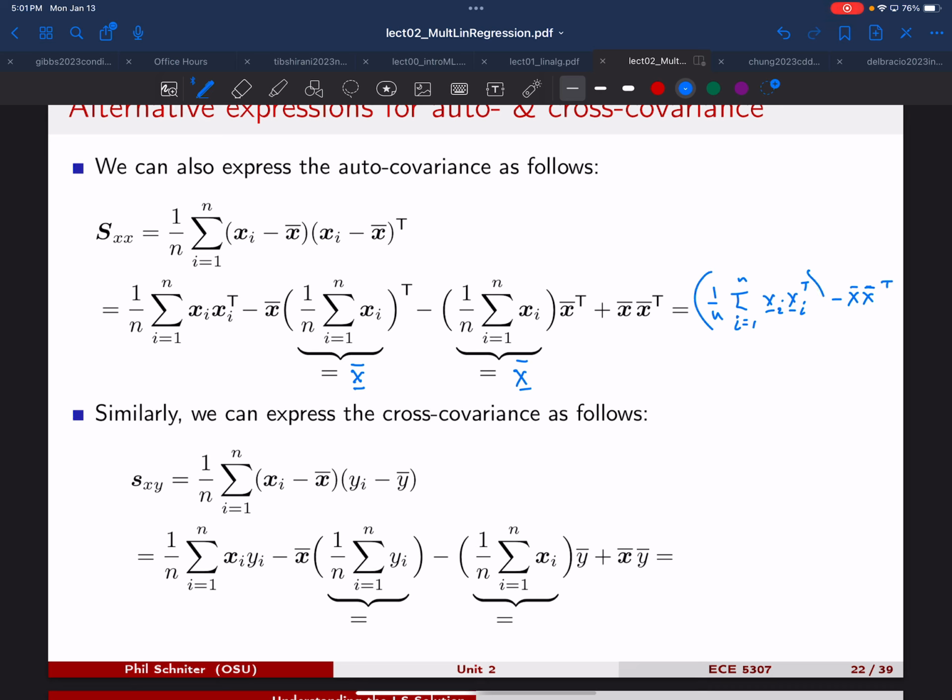So how do those cancel out exactly? We have minus x bar x bar transpose on one side, right? Plus x bar x bar transpose. Oh. Yeah.